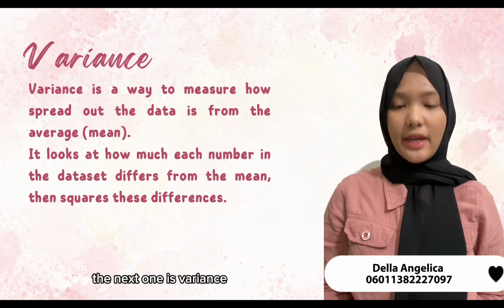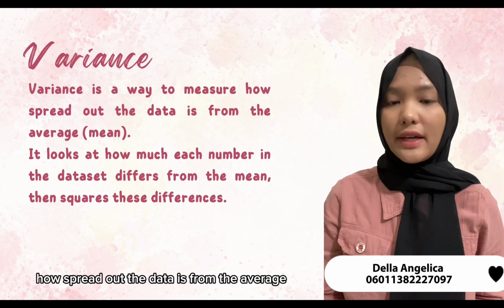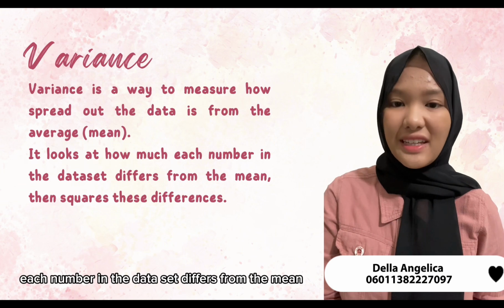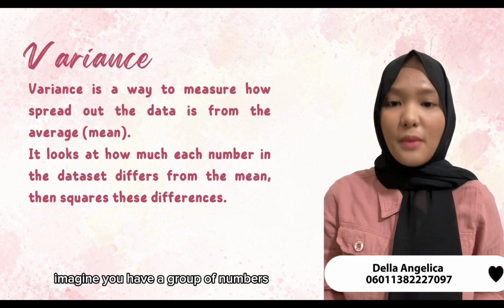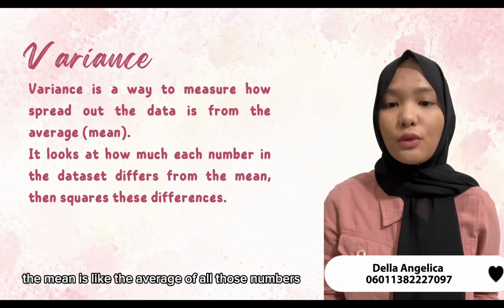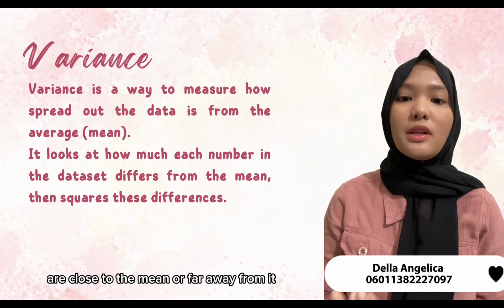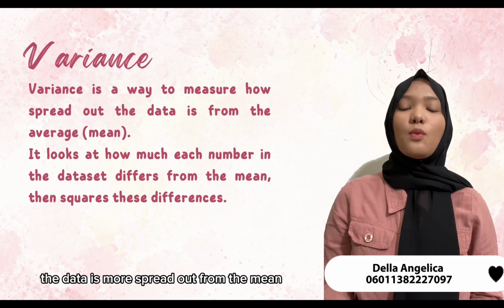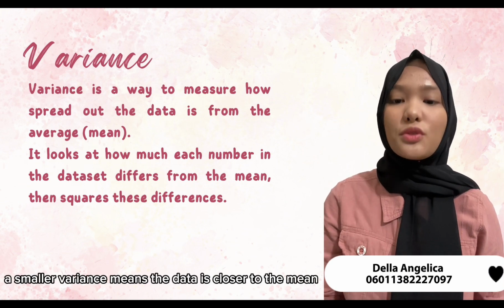The next one is variance. Variance is a way to measure how spread out the data is from the average or mean. It looks at how much each number in the dataset differs from the mean, then squares these differences. Imagine you have a group of numbers. The mean is like the average of all those numbers. Variance helps you see if the numbers are close to the mean or far away from it. A larger variance means the data is more spread out from the mean. A smaller variance means the data is closer to the mean.